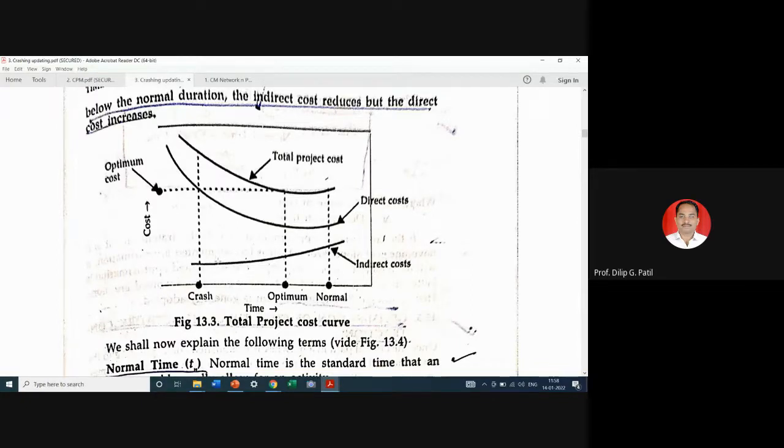If you put in values from these two graphs, you will notice that here in between this crash duration and normal duration, you will get a particular duration where the total project cost is minimum. So here you can see that this particular place has the least cost, and that particular cost is called the optimum cost, and its respective duration is the optimum duration.